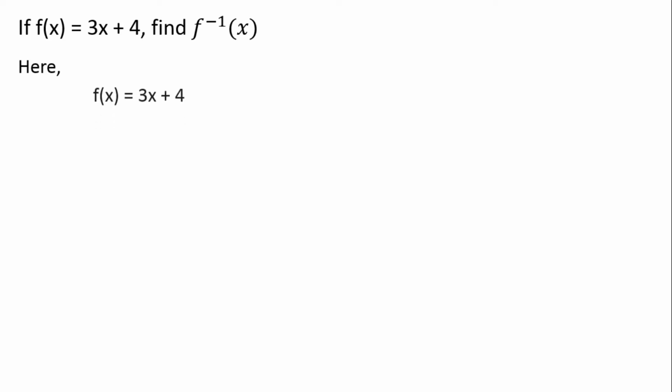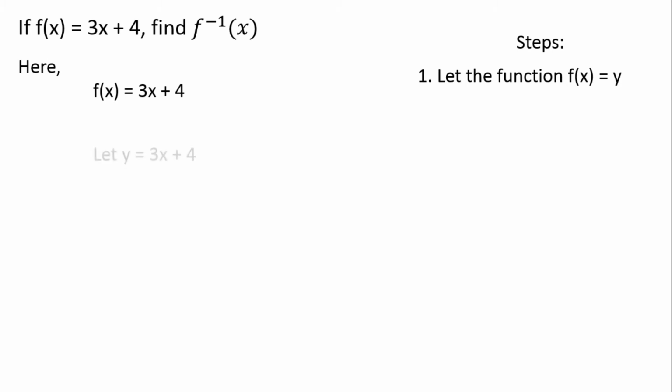Okay, now let's see another function. f(x) is equal to 3x + 4 and we have to find the inverse function of f(x), which is represented by f power minus 1 of x. Okay, so we'll learn this process step by step. Here, given the function f(x) is equal to 3x + 4, the first step is to let the function f(x) be y. So y is equal to 3x + 4.